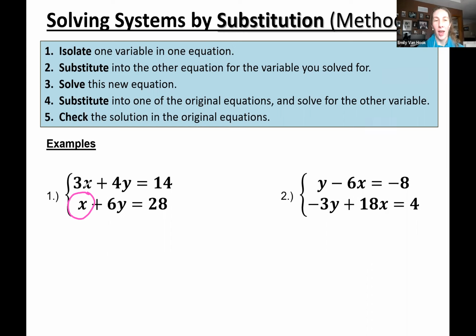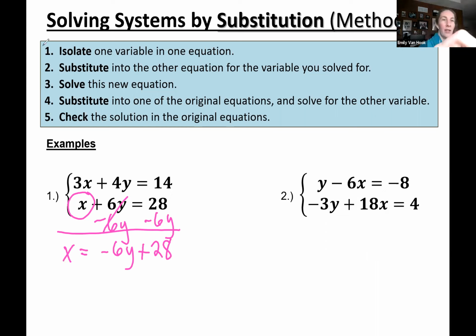I could isolate x or y in either equation, but this is going to be the easiest one to start with. So if I solve for x, I'm getting the x by itself. I'm subtracting 6y on both sides. So then I would have x equals negative 6y plus 28. That's my second equation rearranged. So I isolated one variable in one equation. That's step 1. Next, what we're going to do is substitute into the other equation.